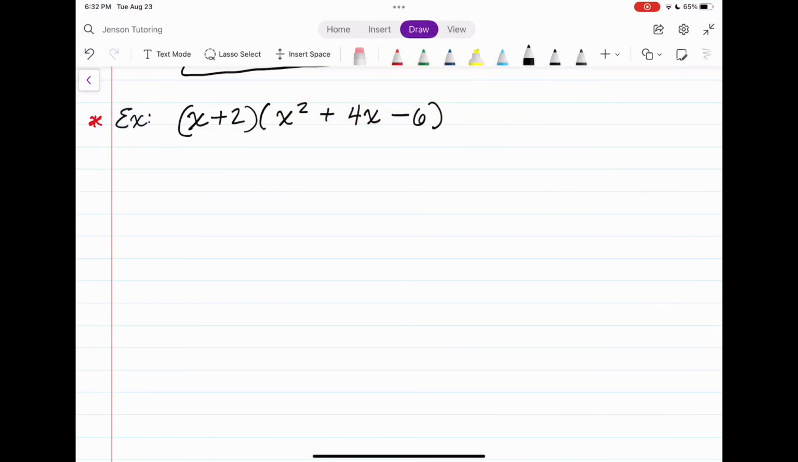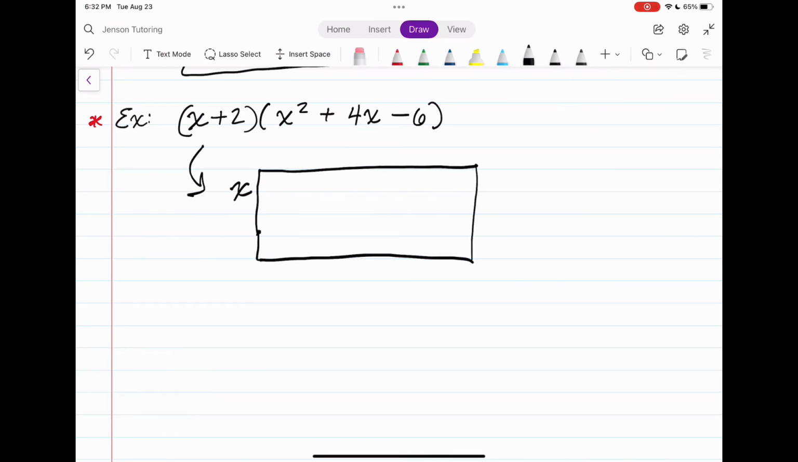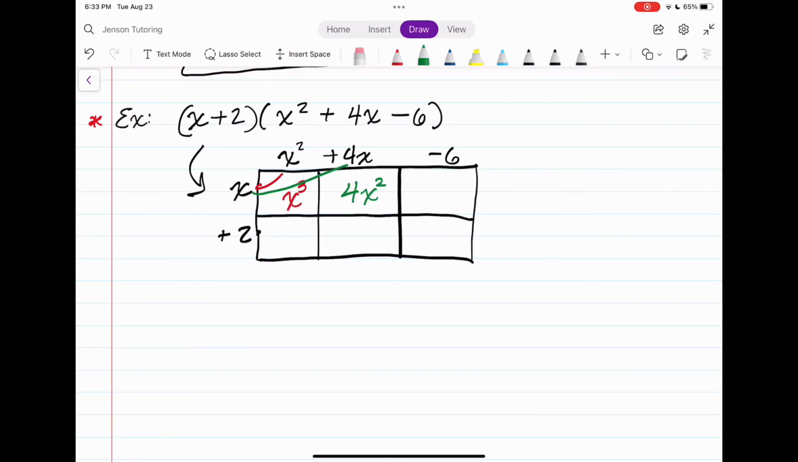We can do it. So one technique is to make yourself a little box, and we'll make a little matrix here. And so write the first binomial terms on the left, and I'm going to write each term from the trinomial across the top. And we'll make our little boxes, and I'm going to multiply each of the terms together. So x times x squared, I get x cubed, x times 4x, 4x squared, x times negative 6, negative 6x, and then we'll repeat the same with the bottom row. So 2 times x squared, 2 times 4x, and then 2 times negative 6.